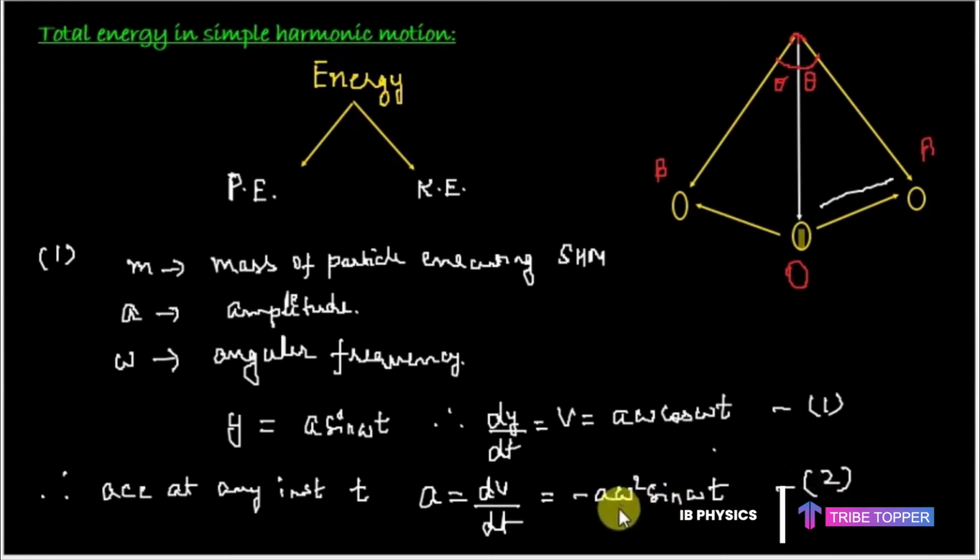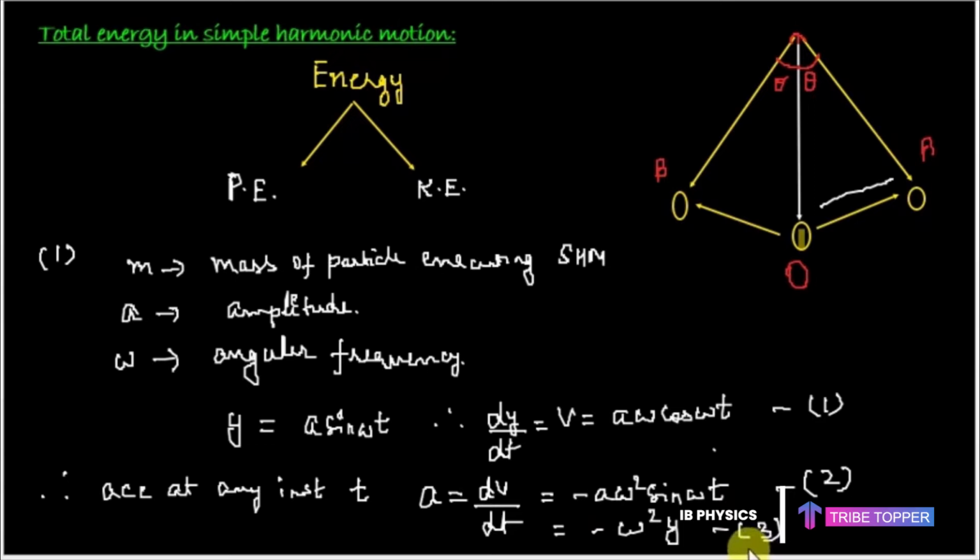And if we compare it with the first equation, y equals a sine omega t, we can write this as equal to minus omega square y. That is my acceleration. So these are the important equations, or all three are important. We would use them one by one.